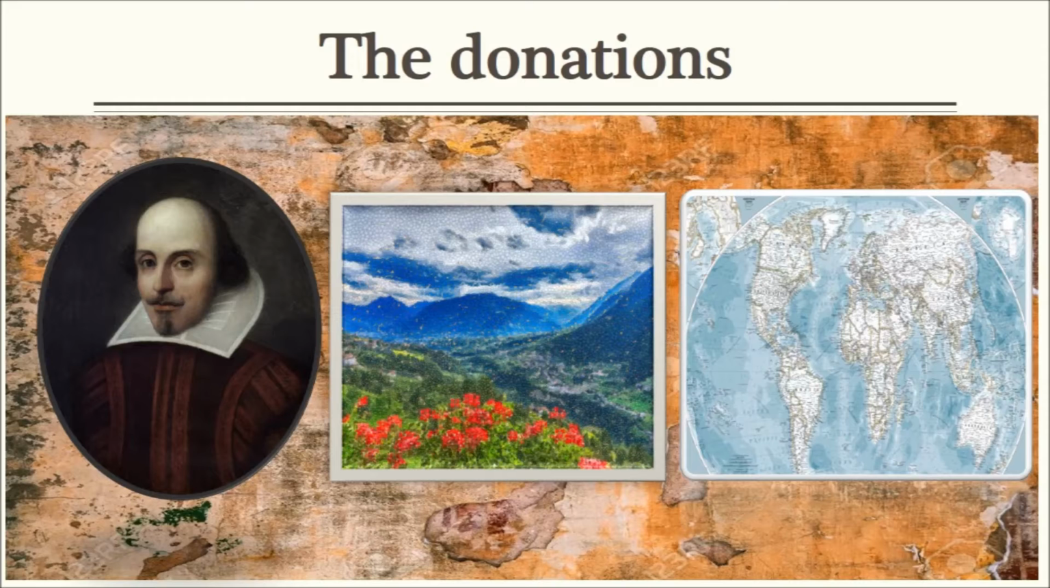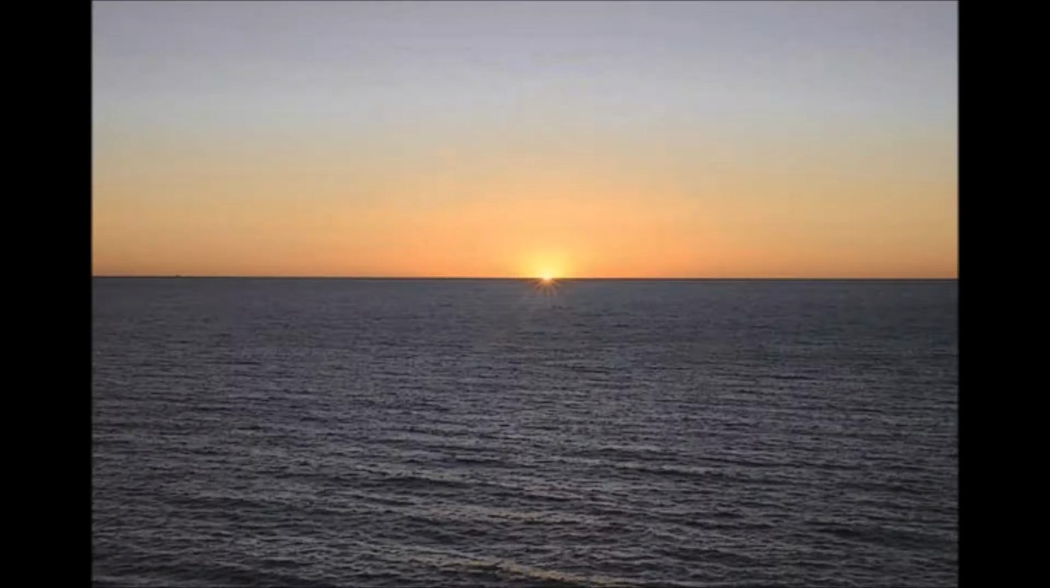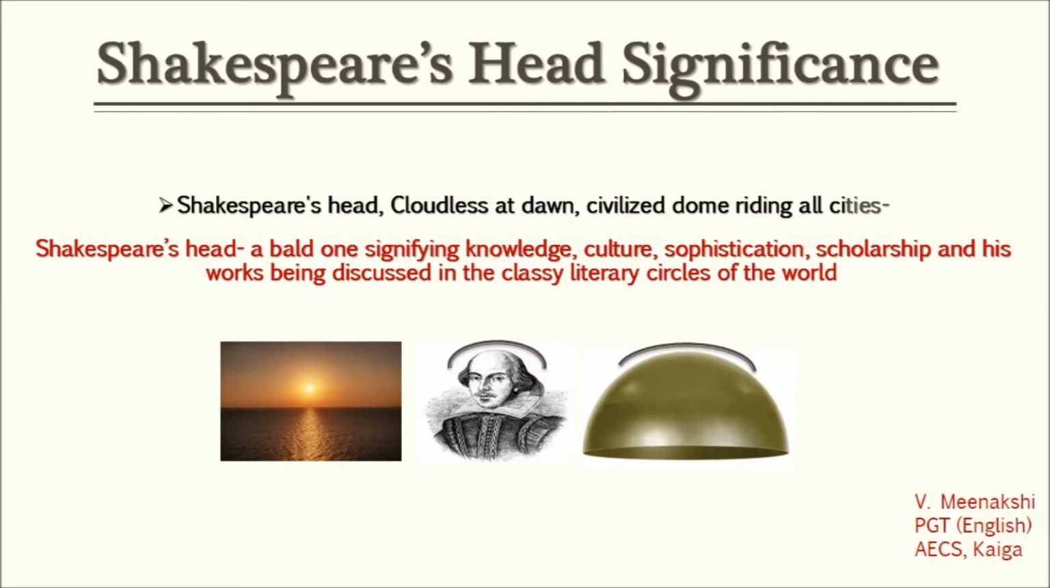Let's analyze the word group. Shakespeare's head, cloudless at dawn, civilized dome, riding all cities. I want you to notice two words particularly. One, cloudless at dawn, and two, the dome. Cloudless at dawn is a vivid description of the plain morning sky, and dome refers to two things. It refers to a rounded, vaulted roof or structure with a circular base, and it also refers to the top of the head, according to the definitions from Oxford Languages Dictionary.